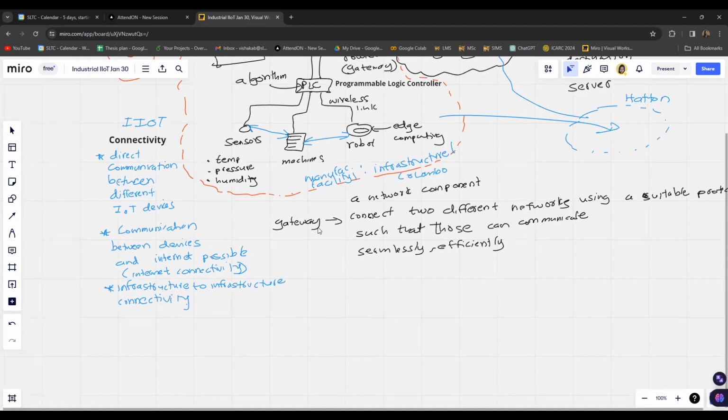So those are the things related to the IIoT features. The main feature is the connectivity feature, right? The direct communication between different IoT devices is possible. Then the communication between devices and the internet is possible, which is available with any IoT system. And thirdly, infrastructure to infrastructure connectivity is also possible, which enables this manufacturing facility to communicate with another infrastructure directly without any difficulty through the internet, so that the efficiency of the communication and the efficiency of the production can be increased.